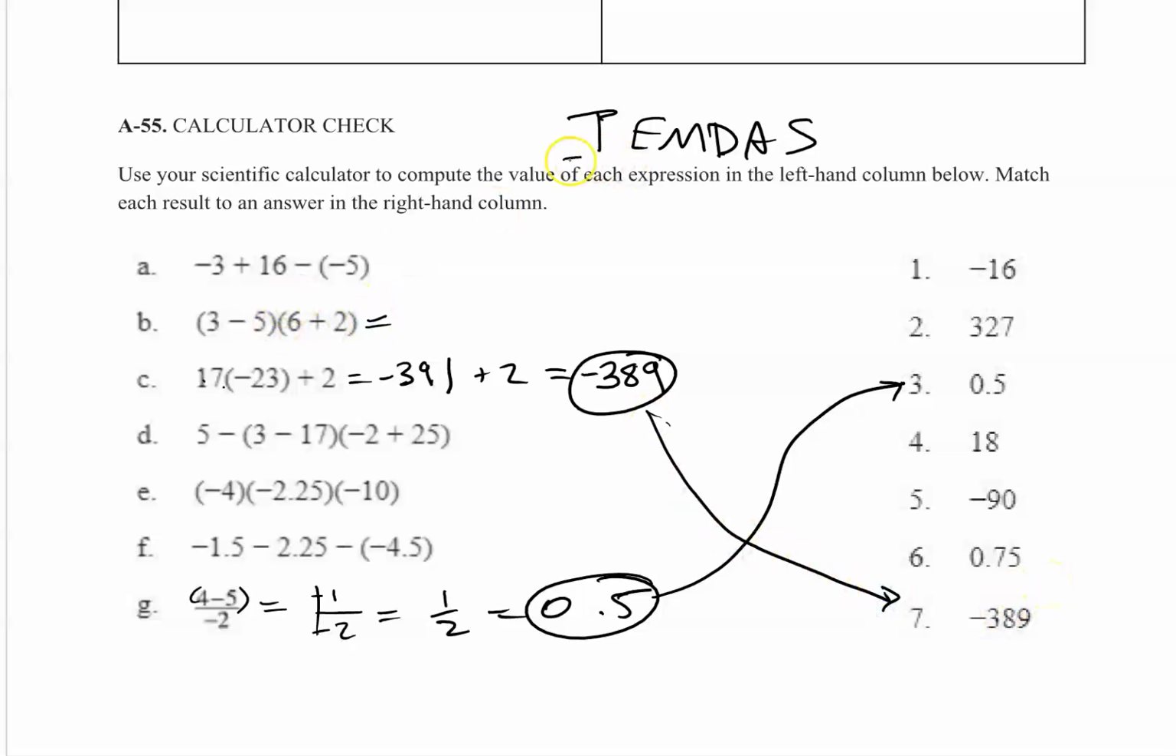B, make sure you do inside of the parentheses first. 3 minus 5 is negative 2, and 6 plus 2 is 8. 2 times 8 is 16. Negative times positive stays negative. And let's say, let's do E. Negative 4 times negative 2.25. That's going to be something times negative 10. So let me get out my calculator.